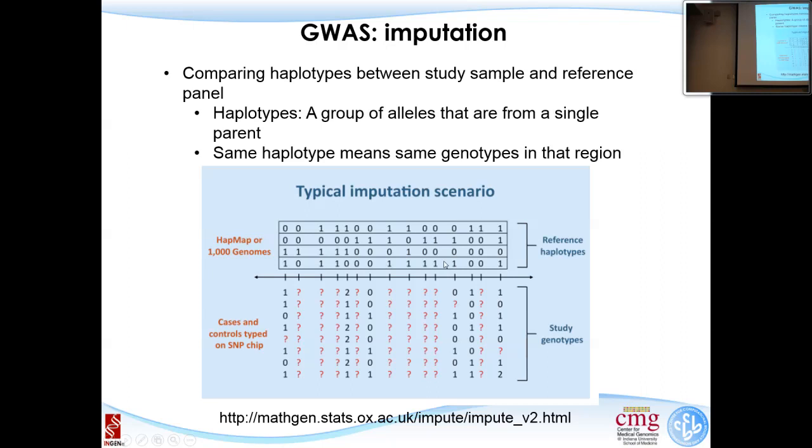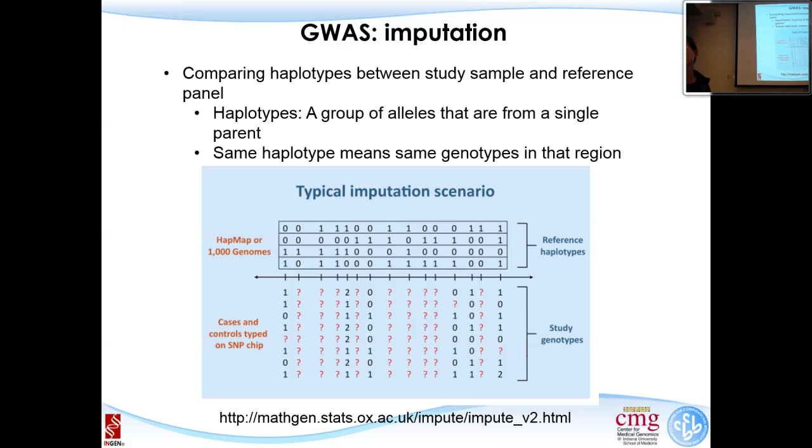And this is your study sample. You can see for this SNP, everyone has question marks. That means these markers are not on your array. And you also see question marks here and there. That means for whatever reason, the genotypes for these particular people were not successfully called, maybe bad quality or some other reason.